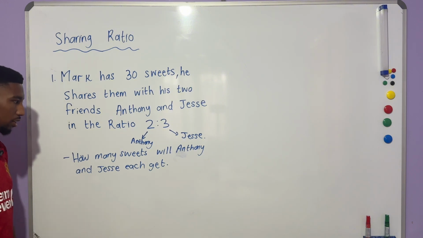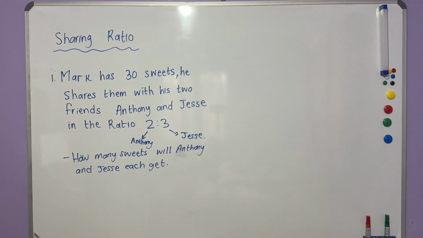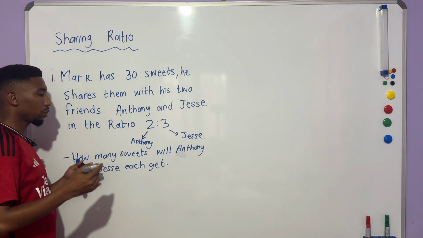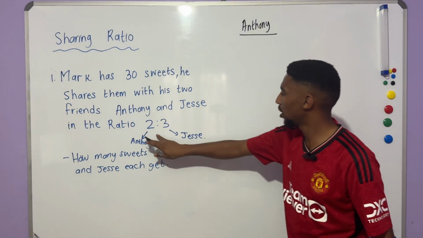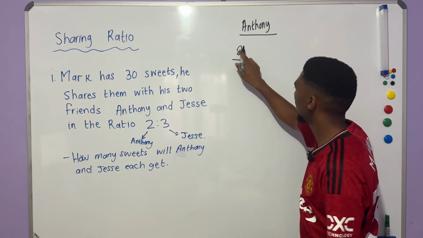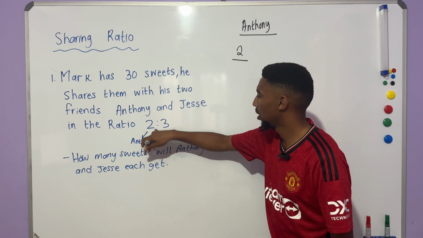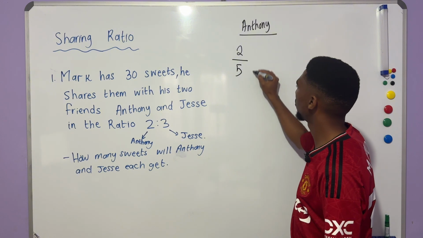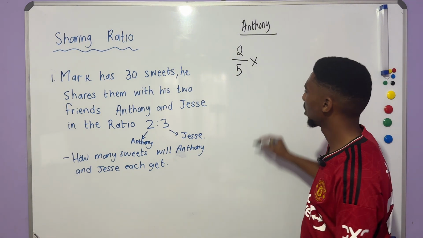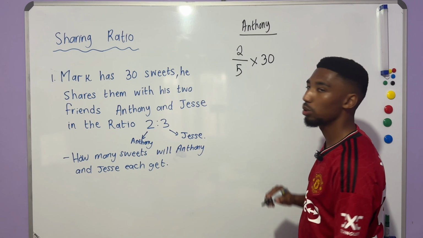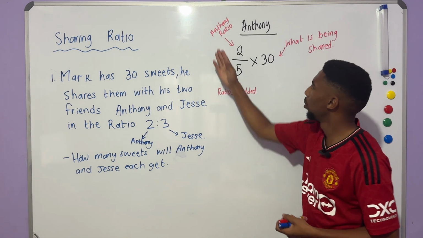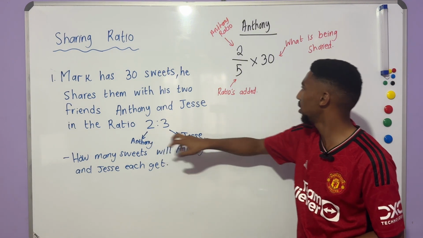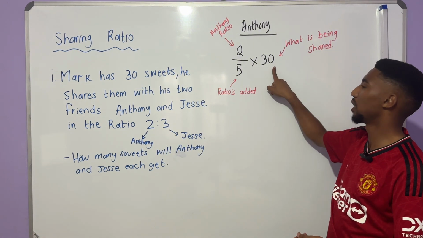So we have a formula for this. To find out the number of sweets Anthony will get, we're going to take Anthony's ratio over the ratios added, which is 2 plus 3, which is 5, and we're going to multiply that with 30, the total sweets. In other words, we have Anthony's ratio over the ratios added, which is 5. We added the 2 and the 3, and we multiply that with what is being shared.